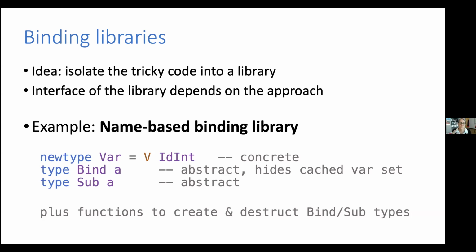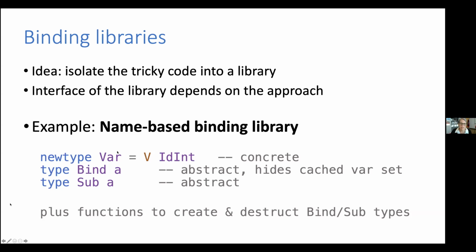So a binding library based on names might look like this. The binding library itself is going to say, I'm based on names. So the variable type might expose that it's representing names. This ID int is just a type for names that I have, that represents identifiers using ints for efficiency, but we're going to treat them like names. They don't have any reference to the rest of the term.